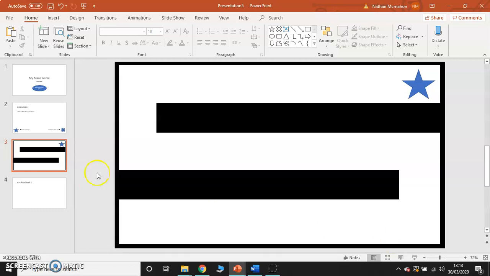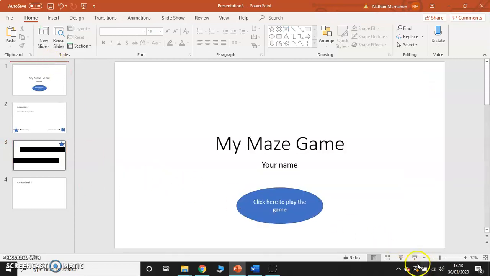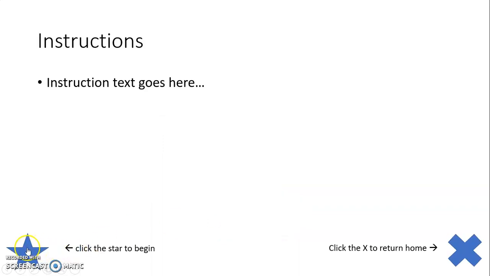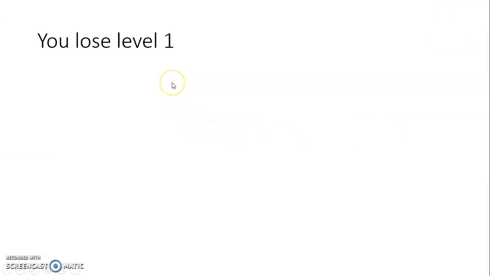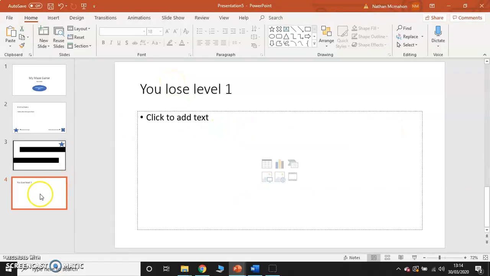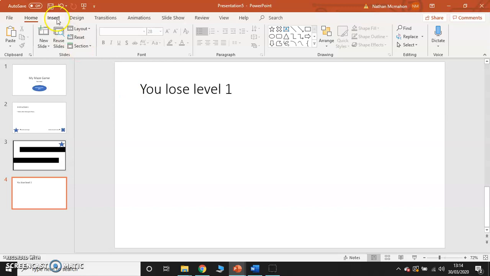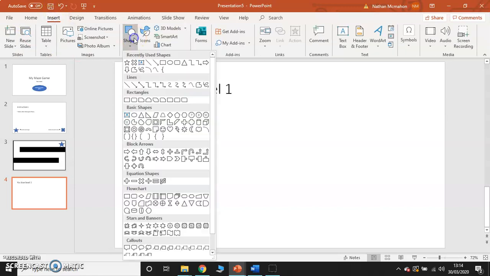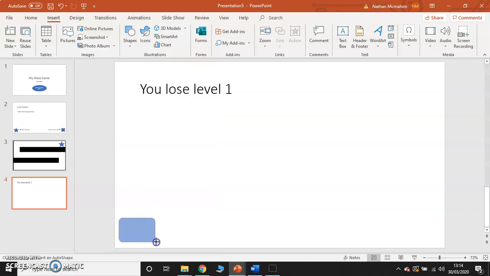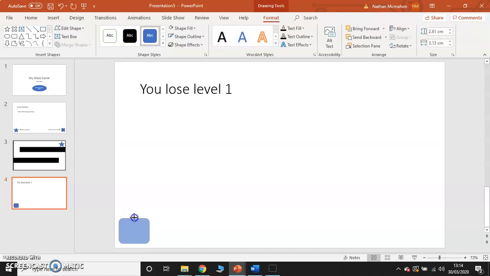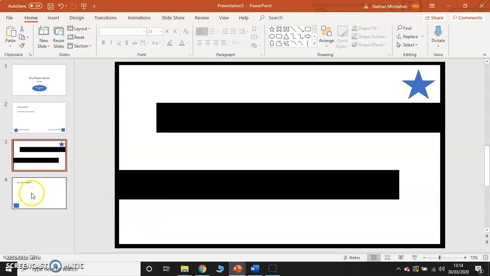So now whenever we run our game, we can start on level 1 and move around the maze. But if we hit the black part, we've lost level 1. If you lose level 1, you must have the option then to start again. So what I would do is insert a shape, and you can select any shape you like. Remember to keep it in the bottom left, because when clicked, it's going to take us back to the level 1 game screen, so we must make sure that wherever we click on this screen takes us back to the white space in the bottom left of level 1.